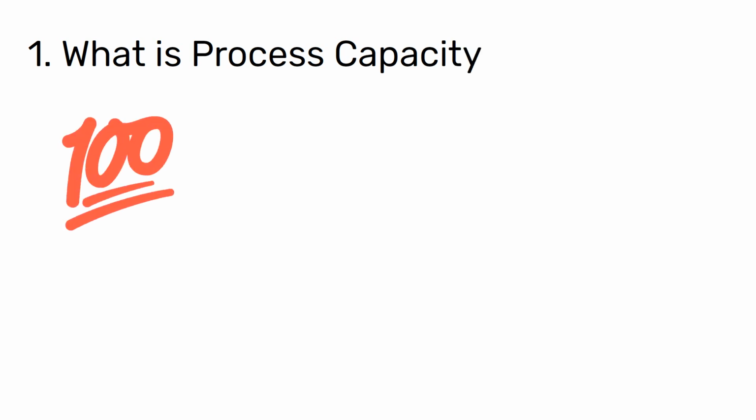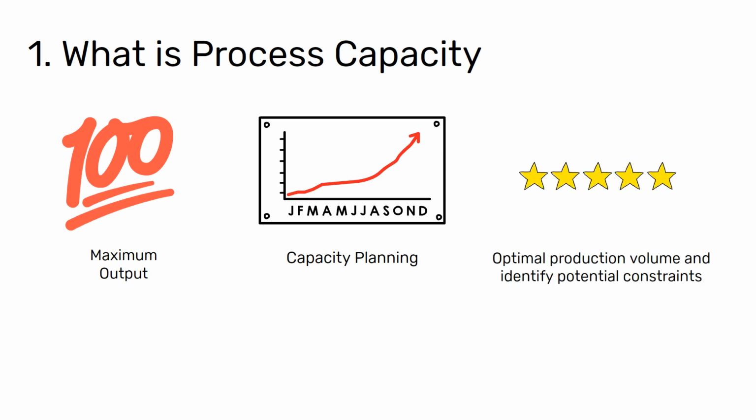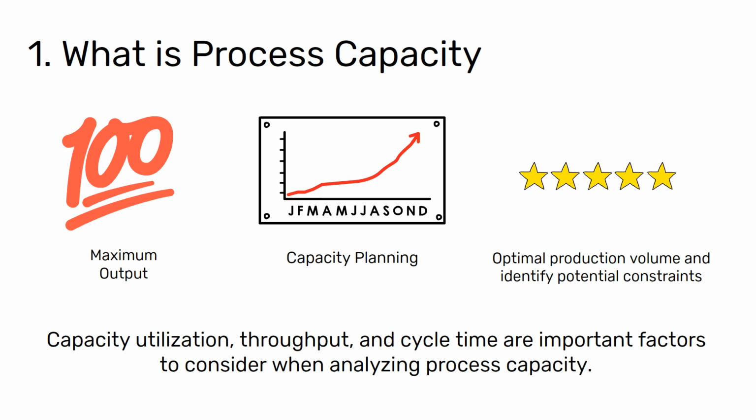1. What is process capacity? Process capacity refers to the maximum amount of output that a process can deliver within a given time frame while maintaining the desired quality standards. Capacity planning involves evaluating the resources, equipment, and labor required to meet customer demand efficiently. It helps manufacturers determine the optimal production volume and identify potential constraints that may hinder the process's ability to meet demand. Capacity utilization, throughput, and cycle time are important factors to consider when analyzing process capacity.